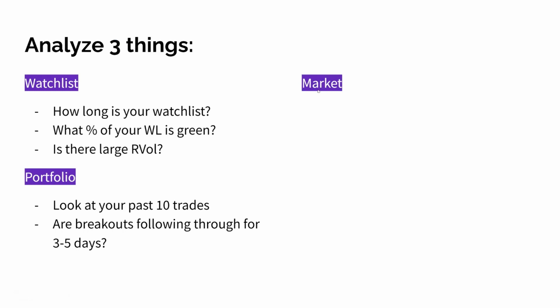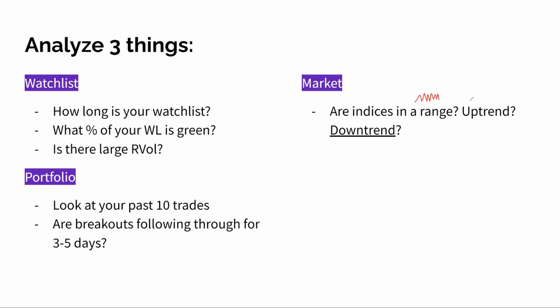And the last thing that I look at is the general market or the indices. In my case, specifically, I like looking at the SPY, the QQQ, the IWM, or the Dow, the 4 main indices. So I simply ask, are these indices in a range, like a sideways range? Are they in an uptrend? So range would be something like this. Are they in an uptrend or are they in a downtrend?